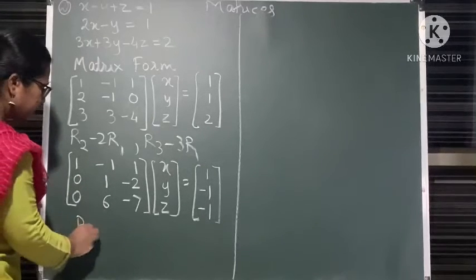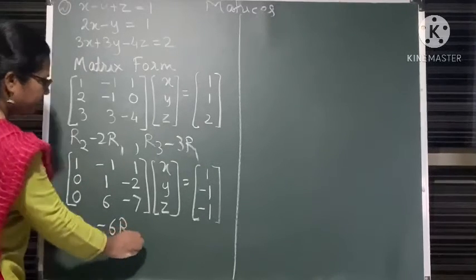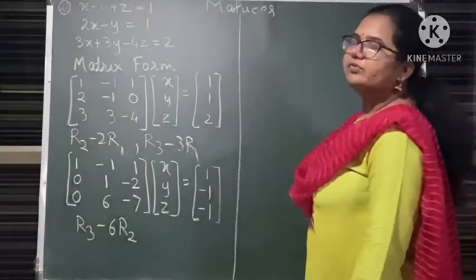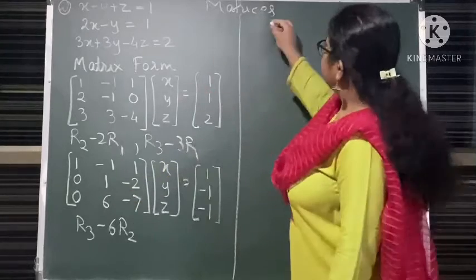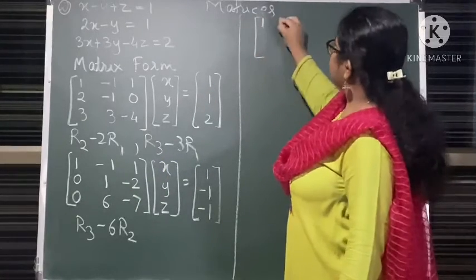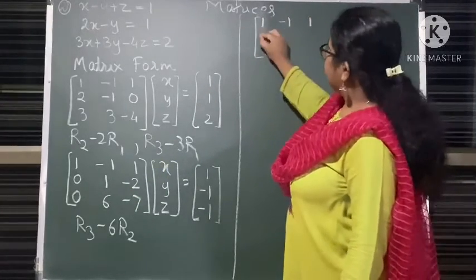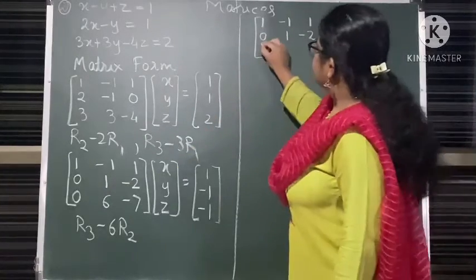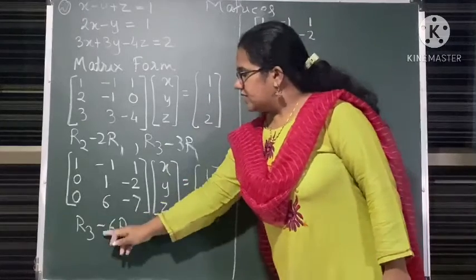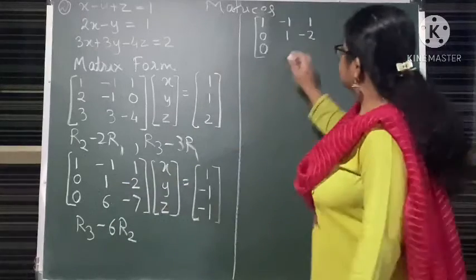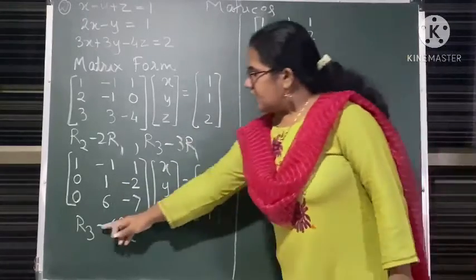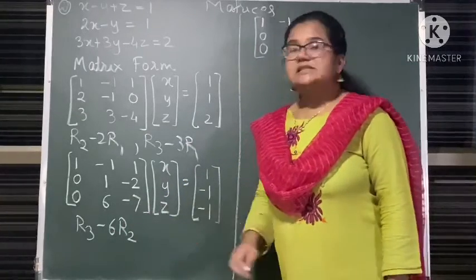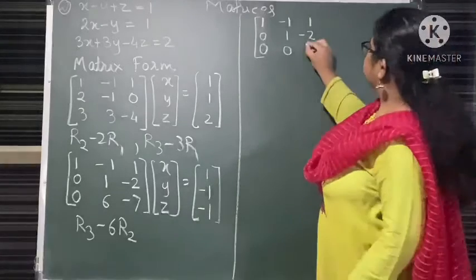So what will be my operation? R3 minus 6 into R2. So the element will become 0, and the elements we have made 0 will have no change here. Okay, so first row as it is: 1, minus 1, 1. Second row as it is: 0, 1, minus 2. Now 0, 0, so no operation here. Then R3 is 6, minus 6 into 1 is 6, 6 minus 6 will become 0. Then R3 is minus 7, minus 6 into minus 2 is plus 12, minus 7 plus 12 is 5.